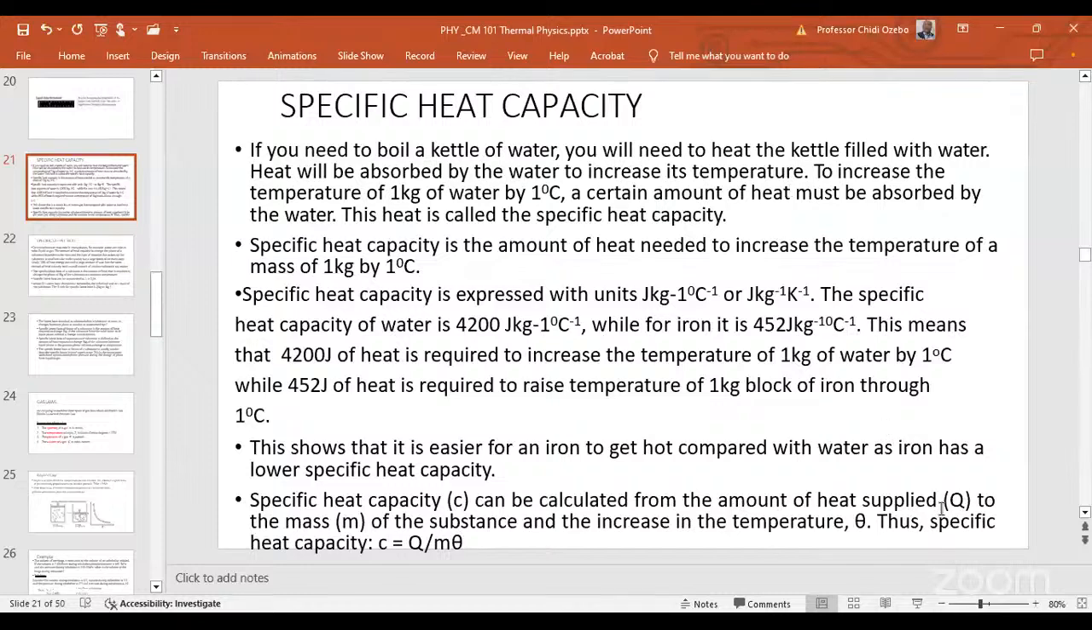Good morning, class. Good morning, sir. Good morning, sir. Thank you. Today we want to continue with the thermal physics class. We're looking at specific heat capacity.